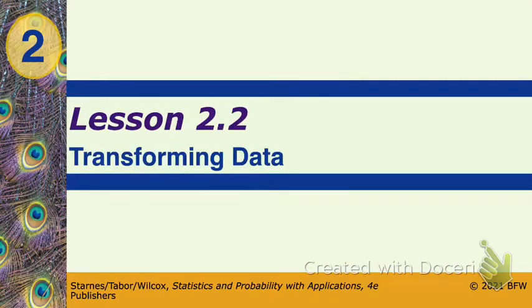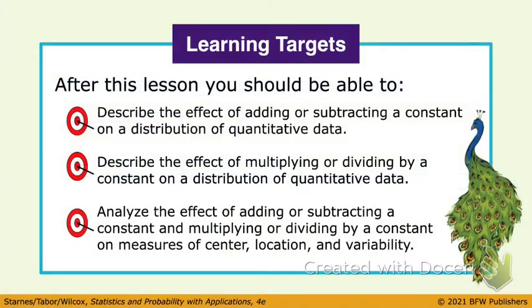All right, for 2.2, we're going to talk about transforming data. So you're going to be able to talk about how adding and subtracting a constant is going to transform your data, how multiplying and dividing will do it, and then what happens when we do kind of both.